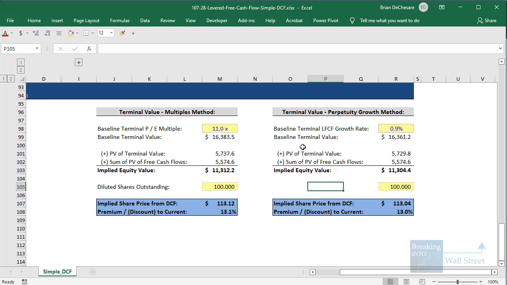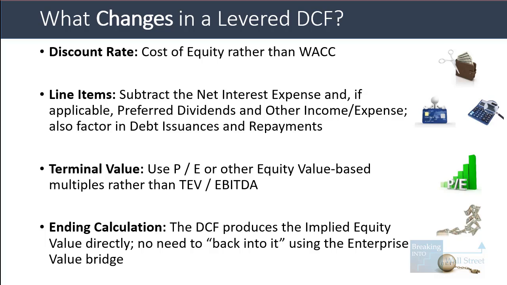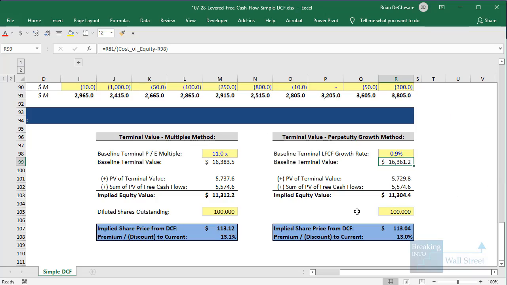If you want to use the perpetuity growth rate method, we are simply applying a long-term growth rate to the levered free cash flow in the final year to get to our terminal value right there. Another difference is that in the ending calculation, the DCF here produces the implied equity value directly. So we don't need to back into it using the enterprise value bridge. Let's take a look at this.